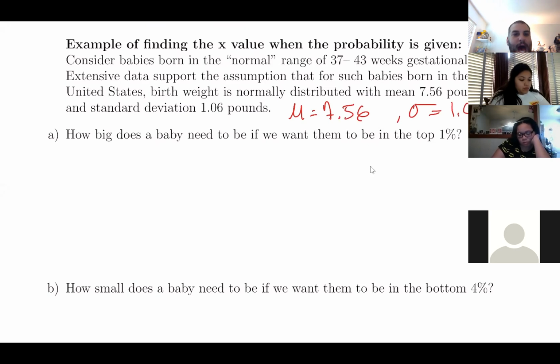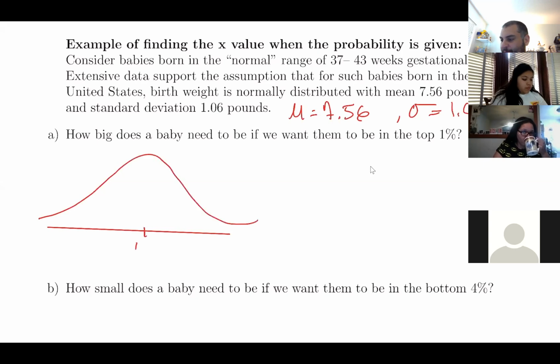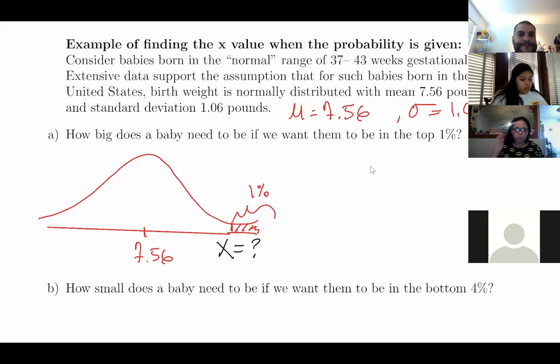For this problem, it said, how big does the baby need to be if we want them to be in the top 1%? So you put the mean in the middle, and we want them to be in the top 1%. We want this right here. So we want to find what this x is equal to. So once again, we're going to go ahead and find this.